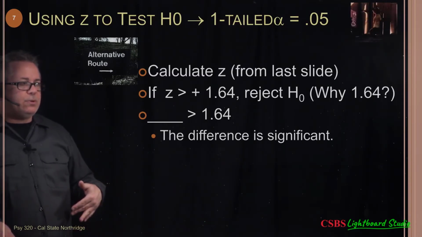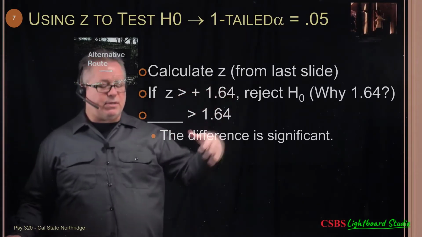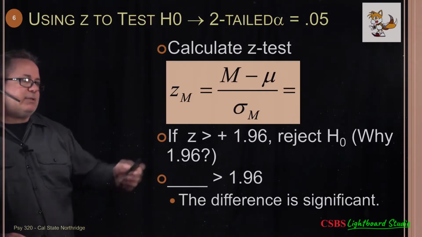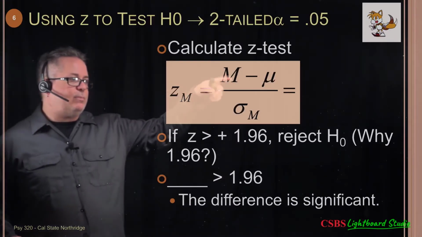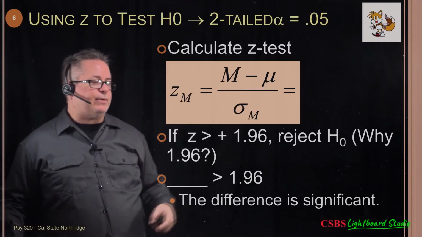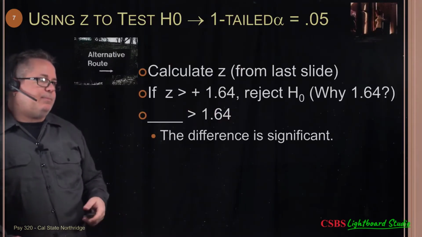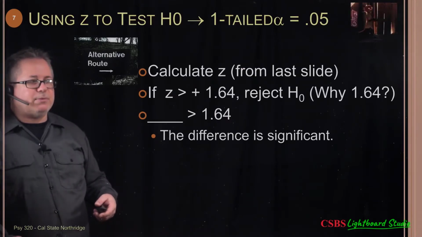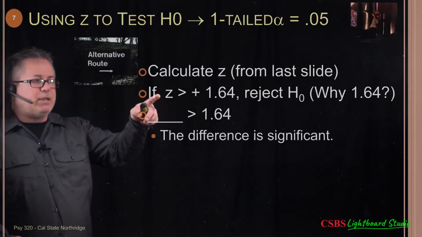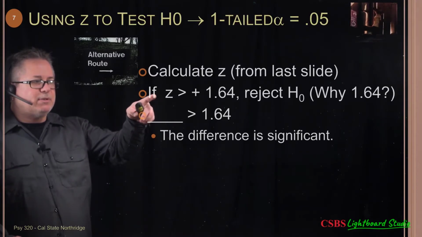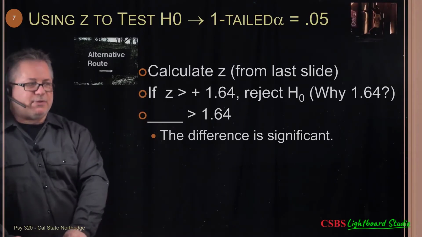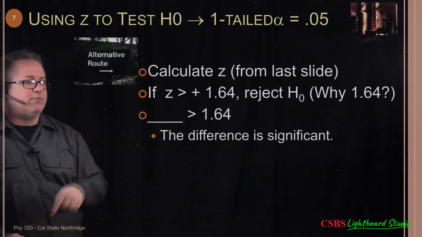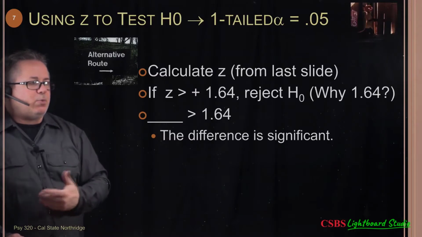So you can calculate z. Now the calculation of z actually doesn't change. It's still the same process: take the mean of your sample minus the population mean, over the standard error. That's the same. All that changes is the critical value. So if z, but now it matters if z is positive or negative, so I can't use the absolute value anymore. It actually has to be greater than a positive 1.64. Now why 1.64?